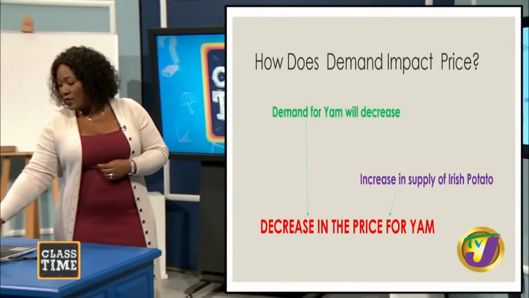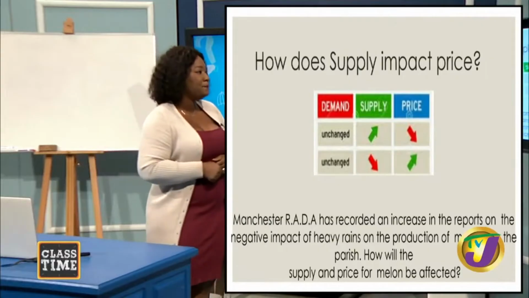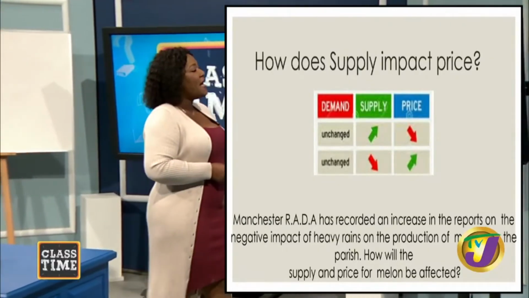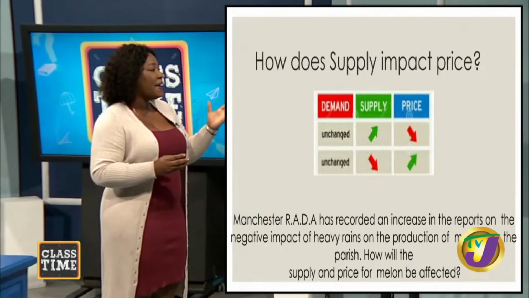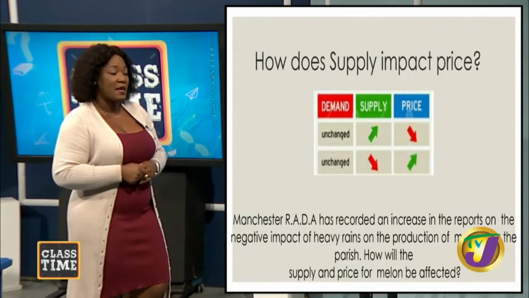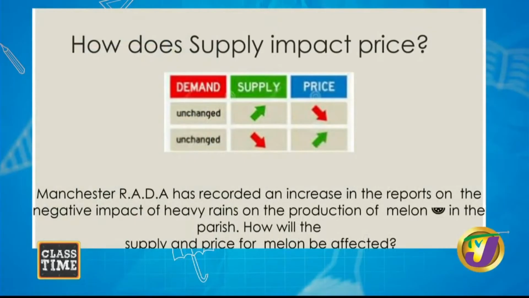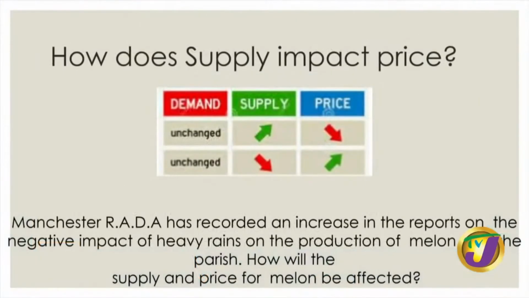So now let's look at how supply impacts price. Now, the diagram here speaks to supply and its impact on pricing in the market space. So let's say demand remains constant. Supply would increase, and if supply increases, the price for items would actually be reduced. So if you have an increase in supply of tomato in the market space, the price will fall. And if you have an undersupply, the price would increase.